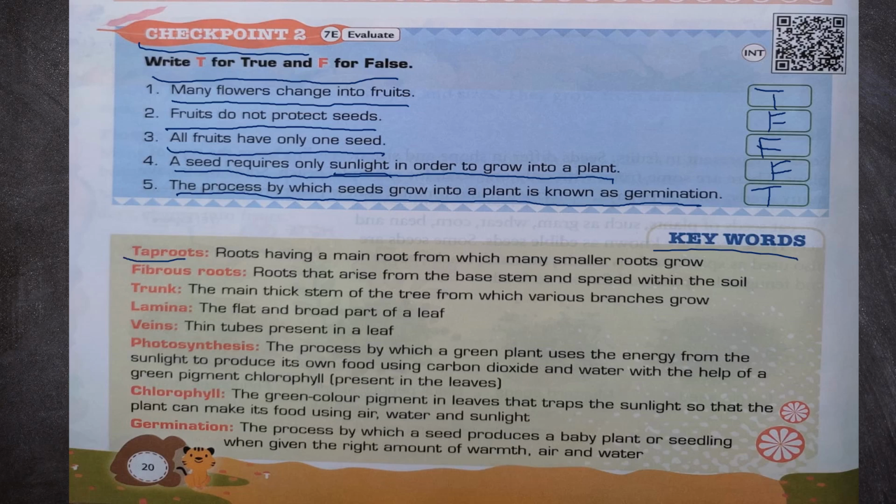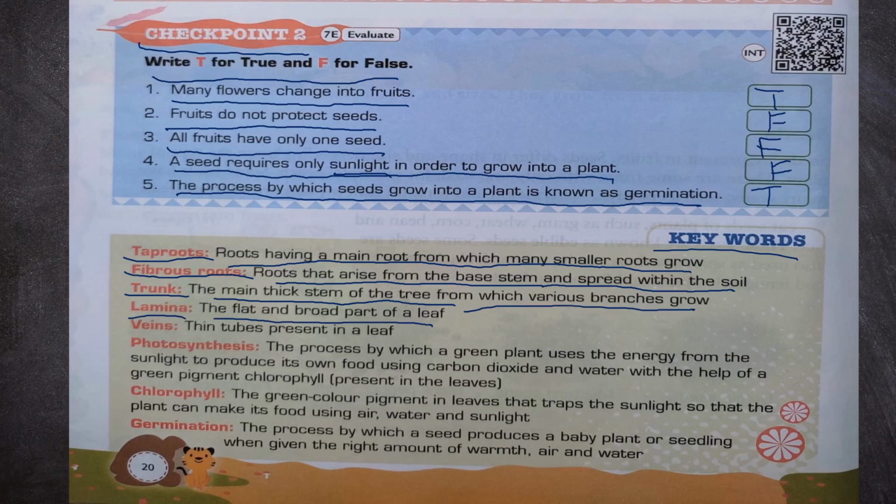Now, keywords we have studied so far. Tap roots, roots having a main root from which many smaller roots grow. Fibrous roots, roots that arise from the base of the stem and spread within the soil. Trunk, the main thick stem of the tree from which various branches grow. Lamina, the flat and broad part of a leaf. Veins, thin tubes present in a leaf.